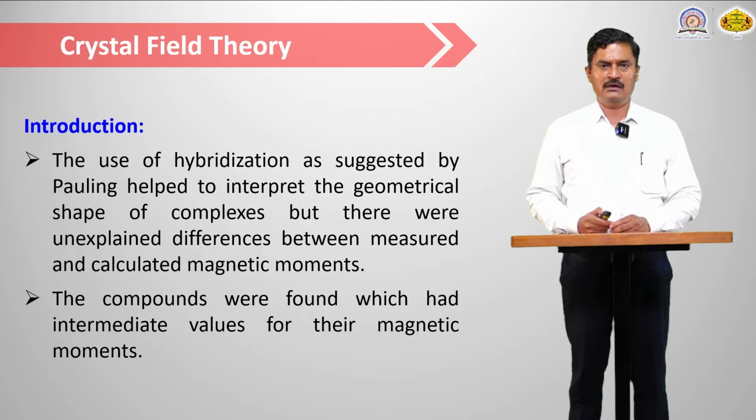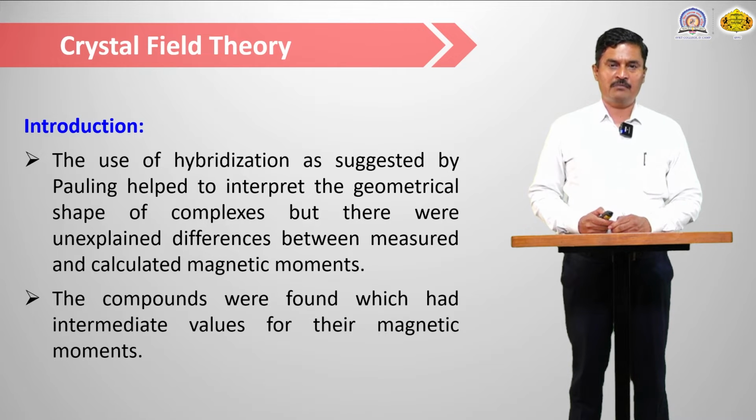The major difference between crystal field theory and valence bond theory is that valence bond theory depends 100% upon the covalent bond, meaning the formation of a coordinate covalent bond. But crystal field theory depends upon the ionic bond, meaning this theory does not consider covalent nature or covalent bonding. So this theory is based on the ionic bond.